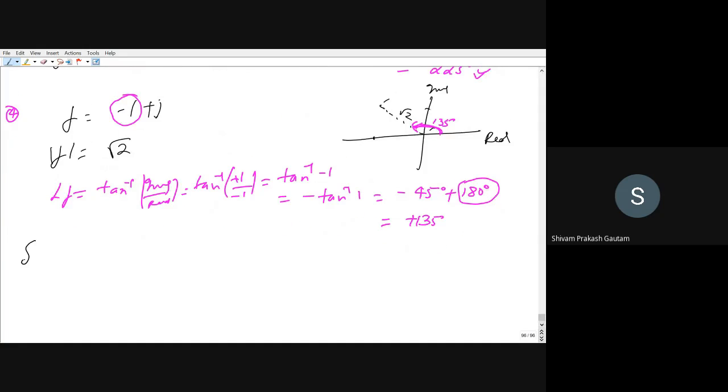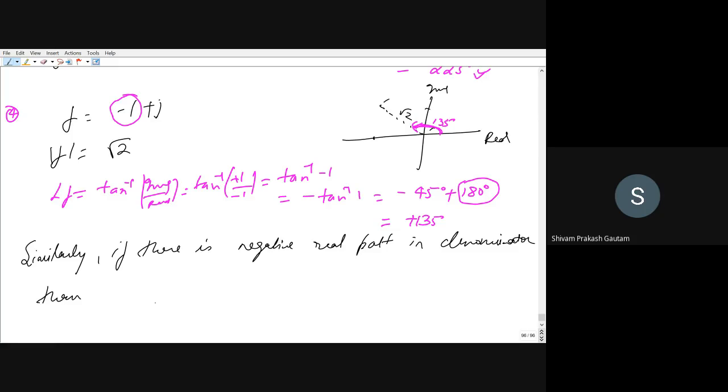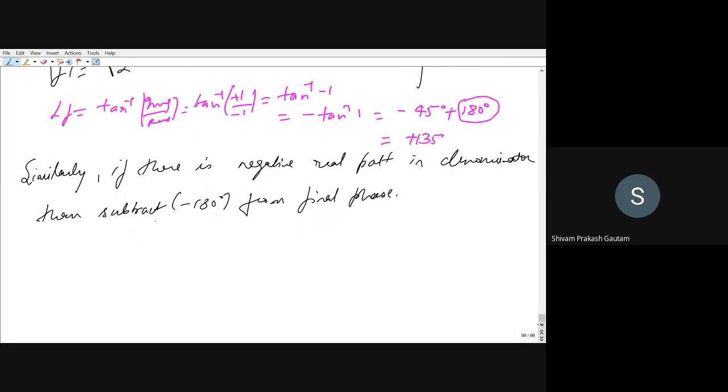Similarly, right now we have only discussed the numerator. If there is a negative real part in the denominator, then subtract 180 degrees from the final phase. If you are having a negative real part, then you have to subtract 180 degrees from the final phase.